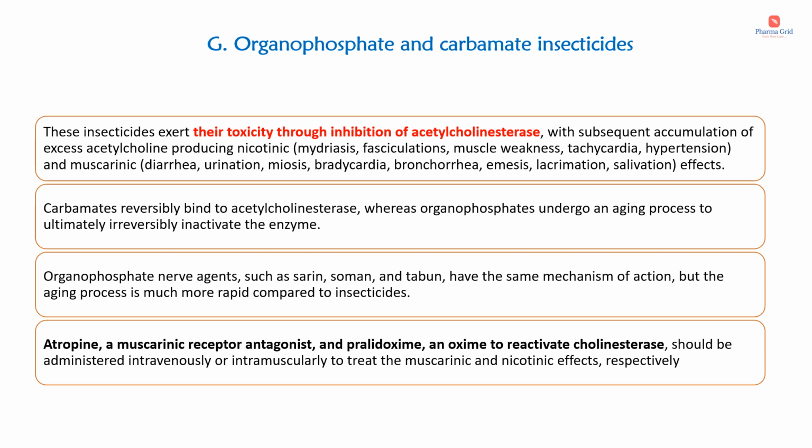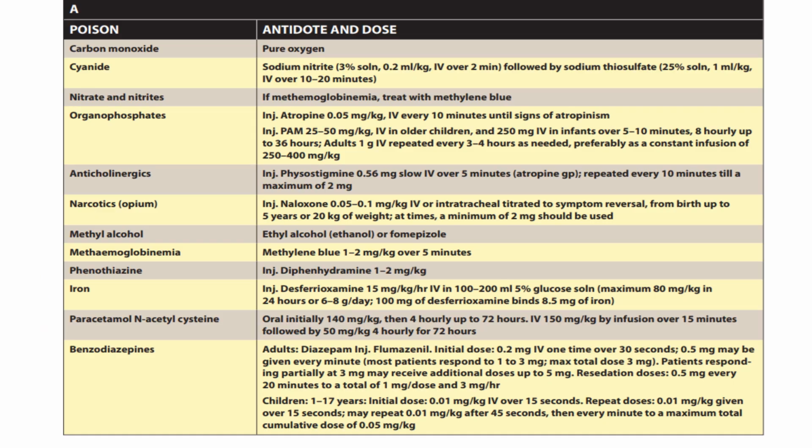Now moving on to the treatment. The treatment options mainly include atropine as well as oximes. Atropine is a muscarinic receptor antagonist, and pralidoxime, an oxime that reactivates cholinesterase, should be administered intravenously or intramuscularly to treat the muscarinic and nicotinic effects respectively. So we have finished some of the major poisonings, their treatment options, and their manifestations. Here you can see the respective poisons and their corresponding antidotes and their doses available.